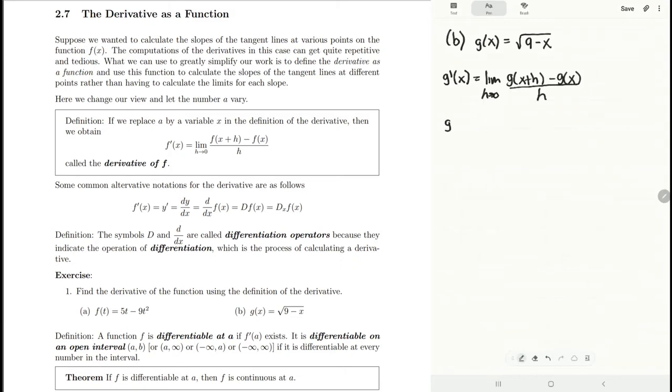So what we need is to find g of x plus h, which is the square root of 9 minus x plus h. And we can simplify by distributing the negative through the brackets. This is 9 minus x minus h.